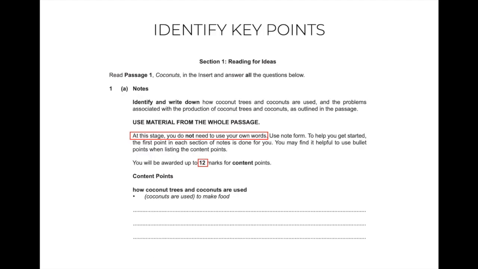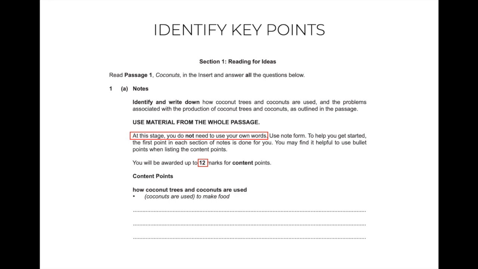Okay, let's move on. Now, the first thing that you have to do in the summary task is to identify key points, key content points. And as it says there on the screen, you do not need to use your own words when you take them from the text. There are 12 marks available for content points. Now, what content points are we looking for in this text? Well, if you look at the bottom of the screen, it says how coconut trees and coconuts are used.